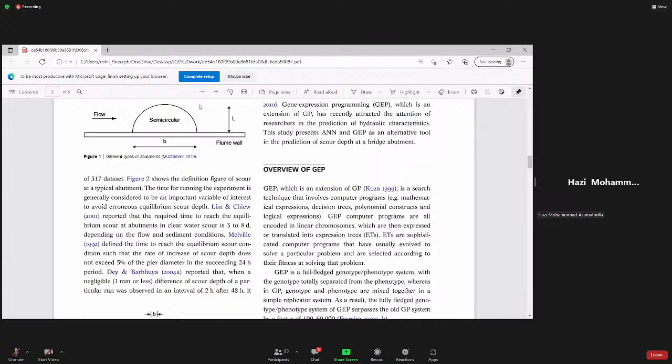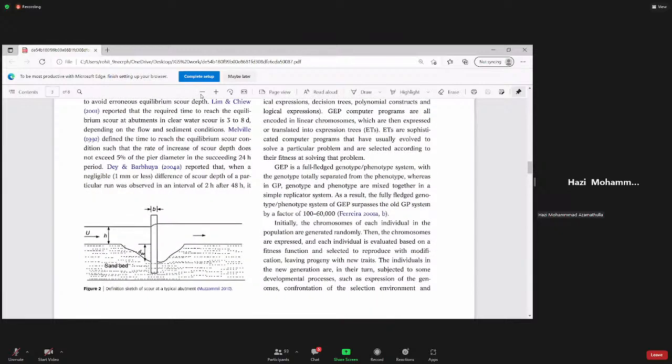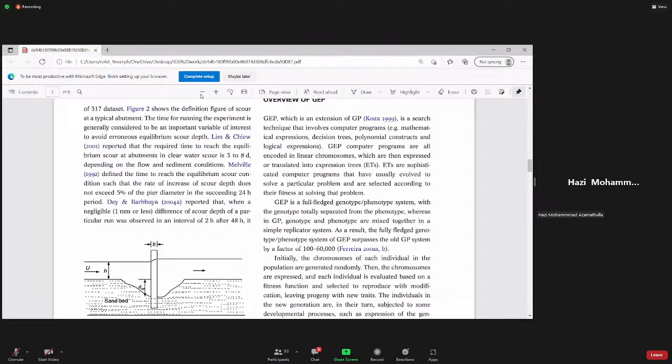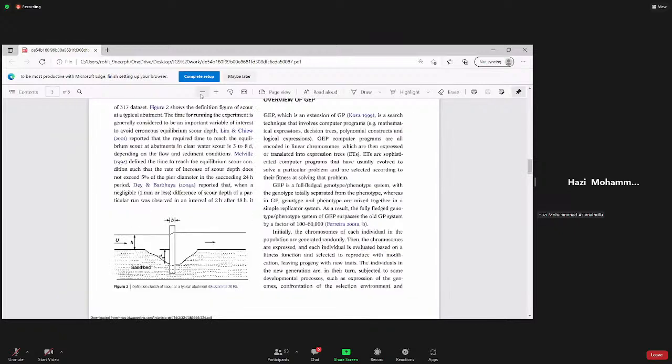Next please. Some gene expression programming. Where is it coming from? Genetic programming, even genetic algorithm, means a search based algorithm, the best one. So this is the flow here. See, the abutment shape, then sand bed, width, then approach flow depth, then Dse, which means equilibrium scour depth.